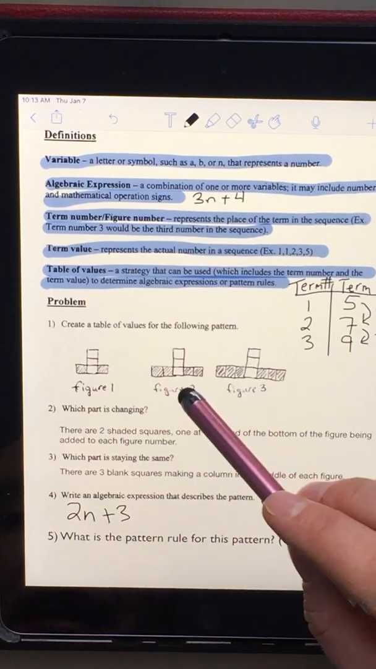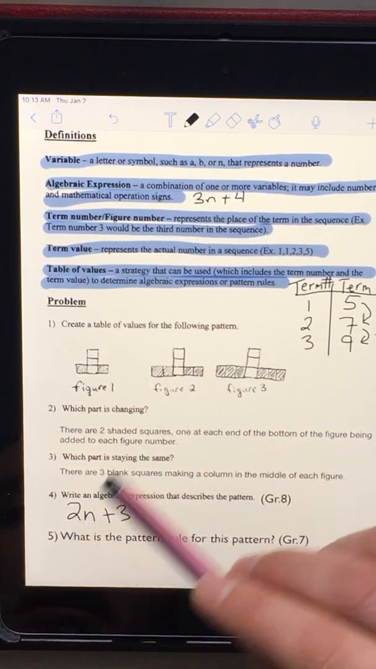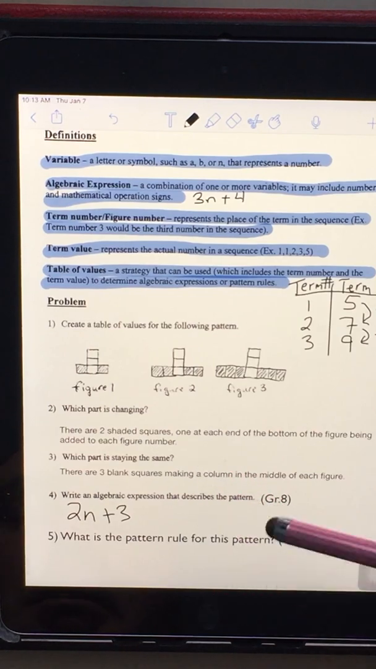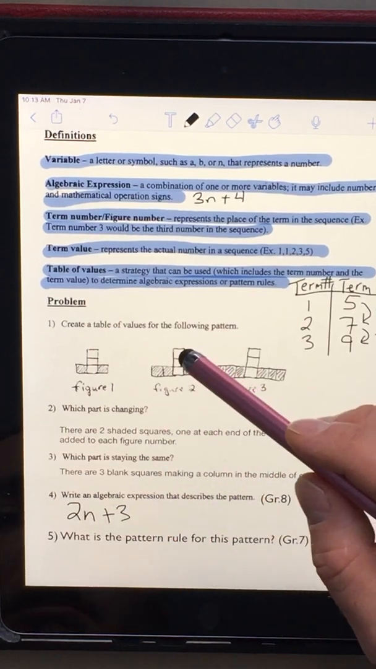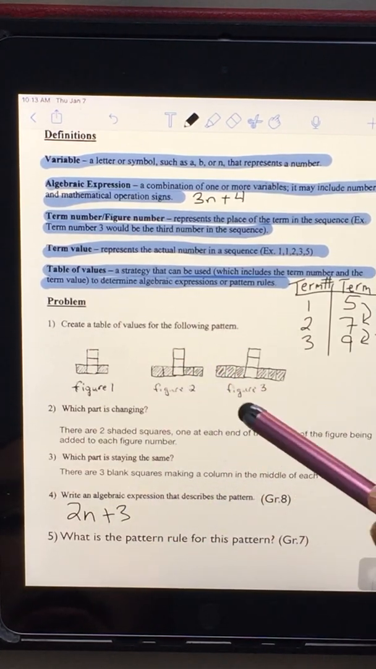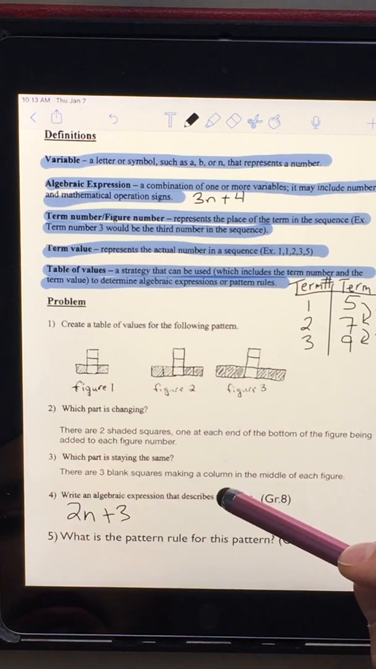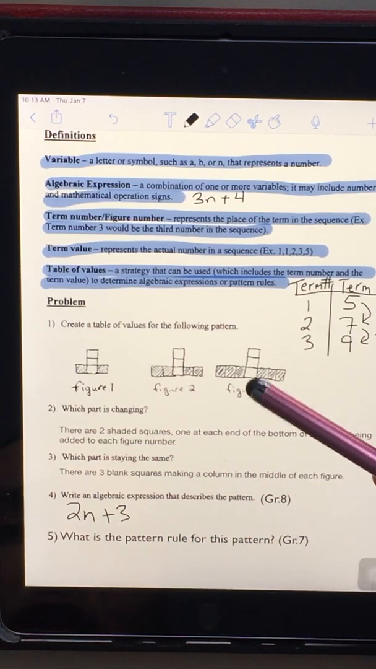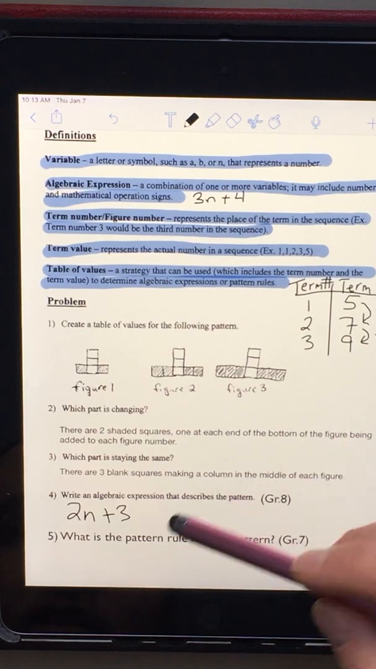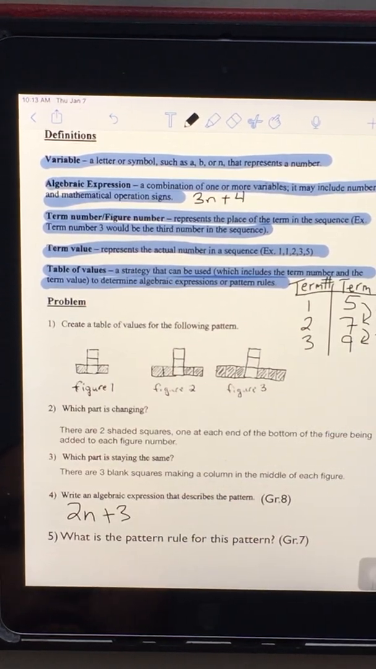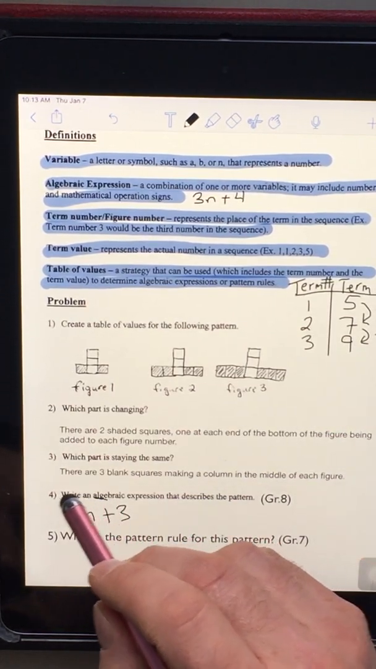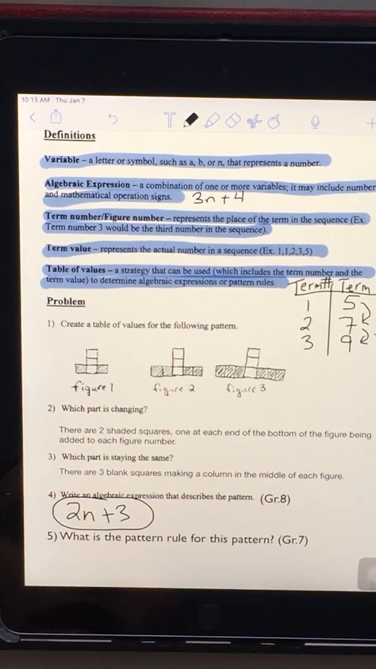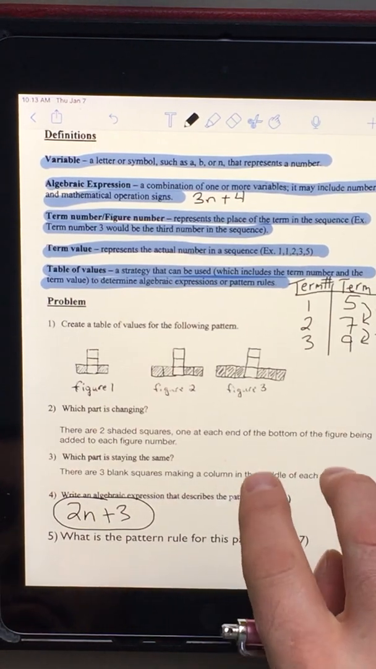So n equals 2 now. So 2 times 2 is 4. So that represents the part that's changing. Plus 3 represents the part in the middle. So that would give me 7 in total. The next one, 2 times 3 is 6, plus the 3 would give me 9. So this algebraic expression is the correct one. It works for every figure in this pattern.